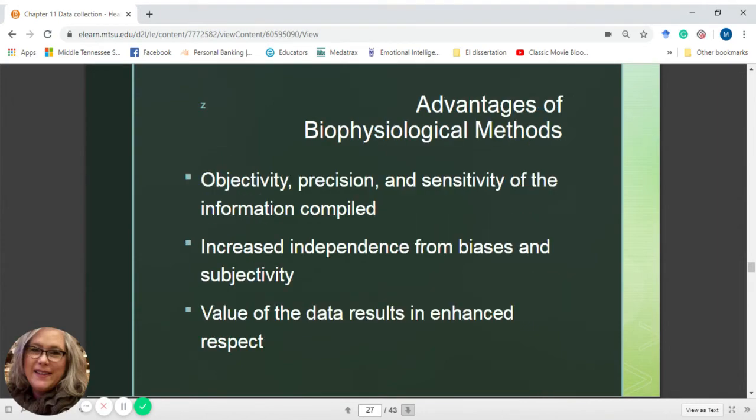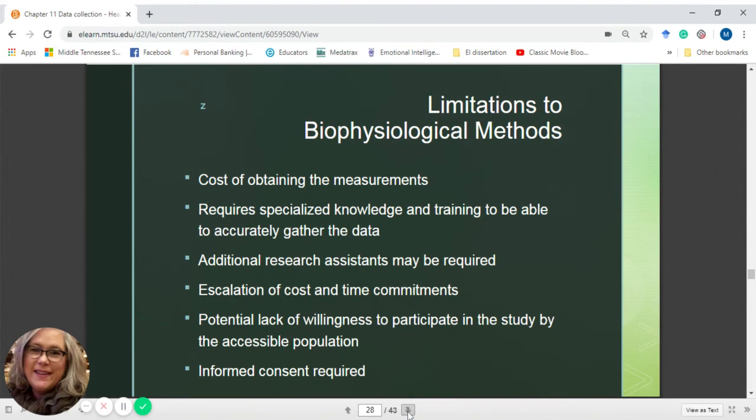So advantages of these: objective, precise, independent of bias. Values that we gain are really good as long as the person doing the measurement is well trained. And then some limitations is cost of the measurements, knowledge of the person doing those, might need some extra help. Cost and time commitments can be high. Participants may not want to participate if you have to draw their blood, right? And if you're taking a tissue from them, you have to have consent for that. And just like with consent to do the study, an extra consent to take a specimen.